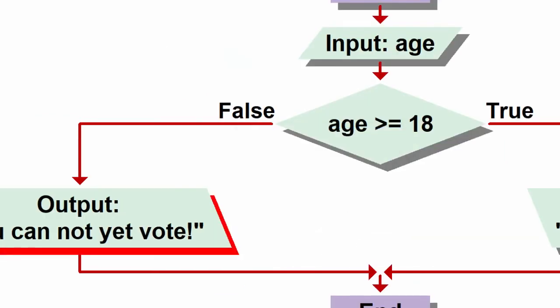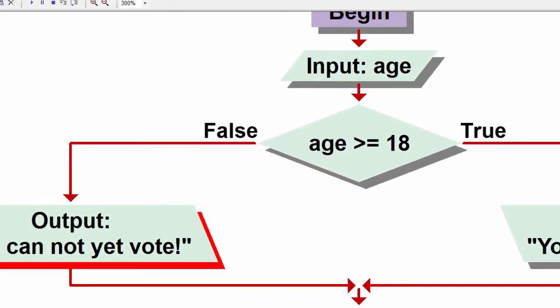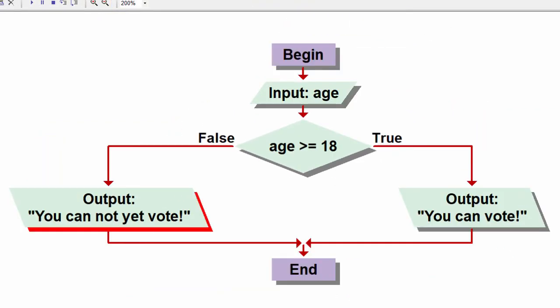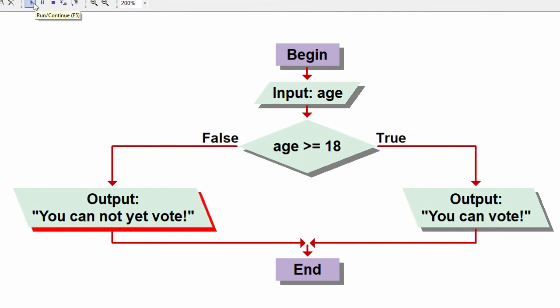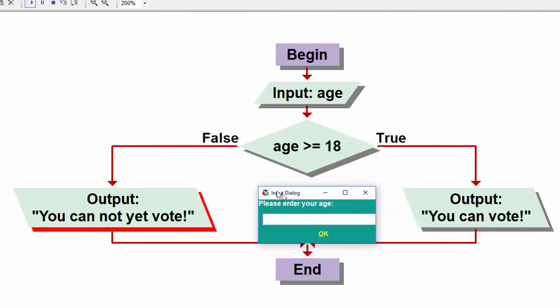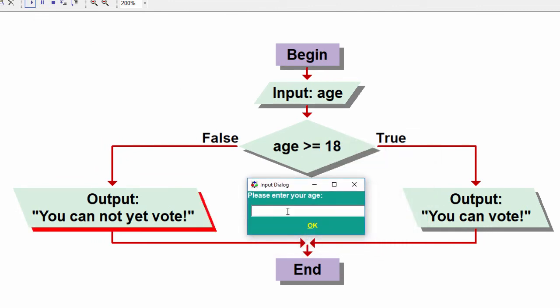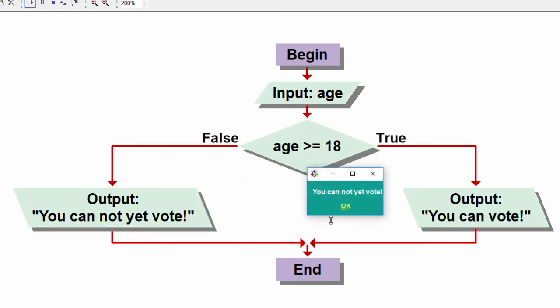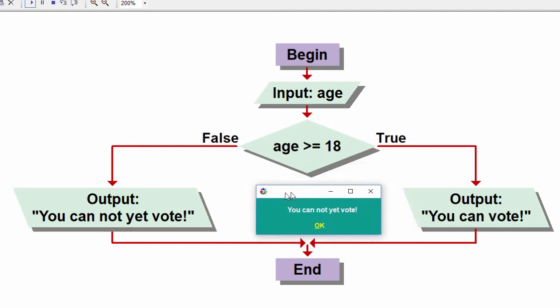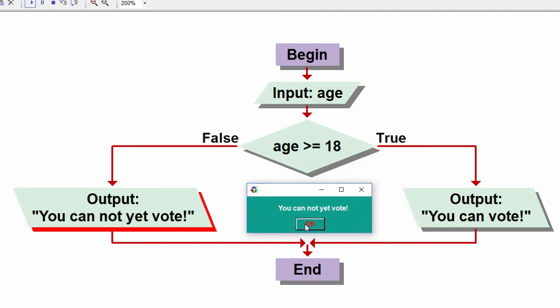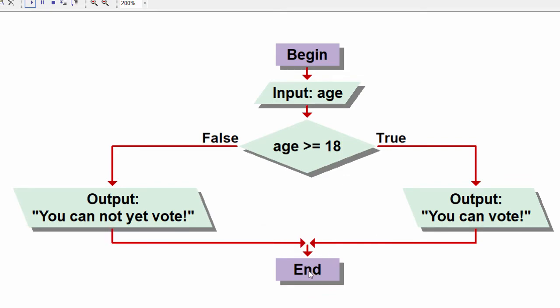And things are getting a little big here on the screen, so let's back this out. And what you'll note is now if I run this and I put 16 in again, we're going to branch to the left. We'll say you cannot yet vote. So that is the specific case. These little windows sometimes get rough to deal with. And when I hit OK, we'll come down here and go to the end.